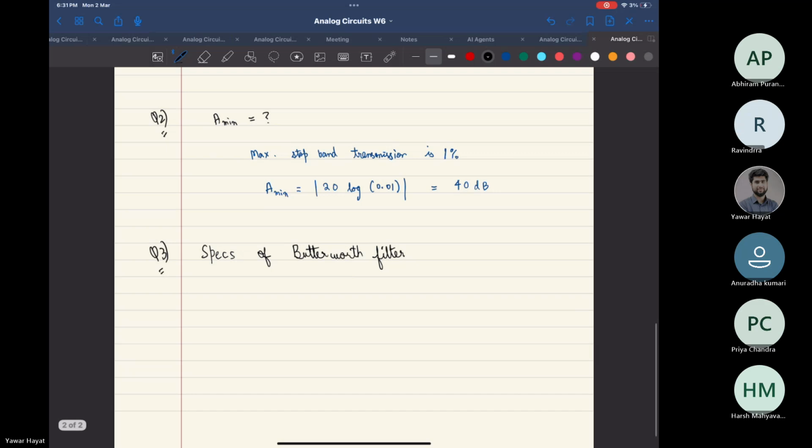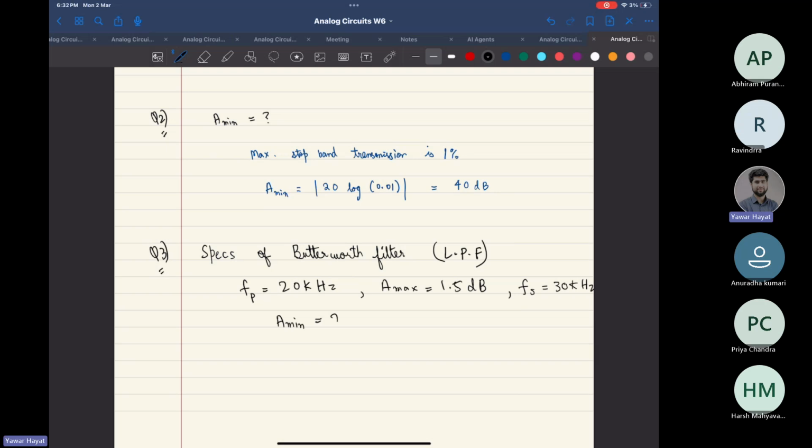right? Suppose this is a low pass filter, and suppose your FP is 20 kilohertz, right? Your A max is also given. Suppose that is 1.5 dB. Your Fs is 30 kilohertz. Your A min, suppose that is 25 dB, right? Suppose these are the given specifications of a Butterworth filter.